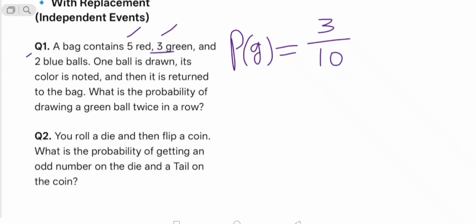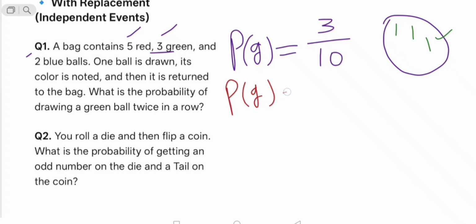Then we replaced it back in the bag. There were 3. We checked 1, it was green, then I replaced it back again. So how many green are there? 3. Okay, now again the probability of green the second time. We looked again and saw the ball is green. So what is the probability of green? How many green balls are there? 3, because we replaced. Then our total is how many? 10.